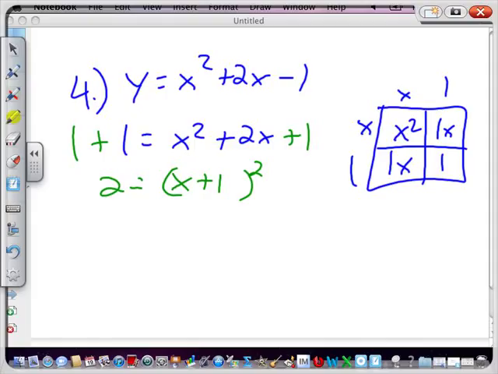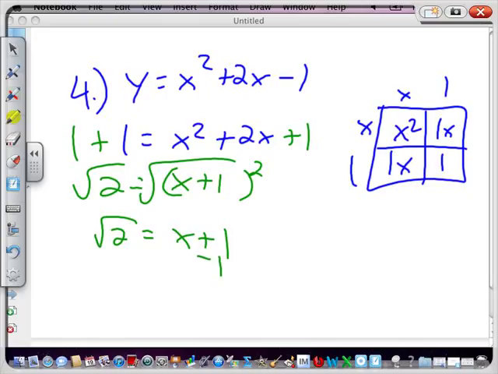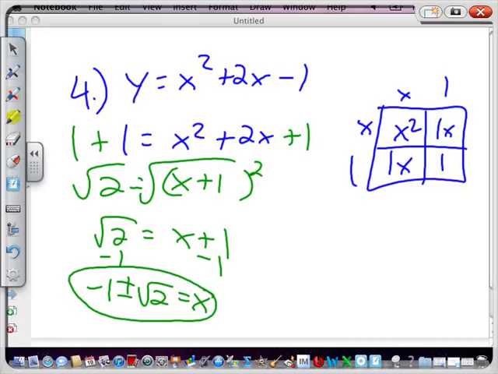Yes, Elijah? Square root. So I get the square root of 2 equals x plus 1. Can somebody tell me the last step? I know more than Asia knows the last step, and Asia knows how to do this now. Anybody else? Minus 1. Thank you, Jasmine. Subtract 1. So negative 1 plus or minus the square root of 2 equals x. How many roots are there? 1 or 2? 2. 2. Are they imaginary or real?